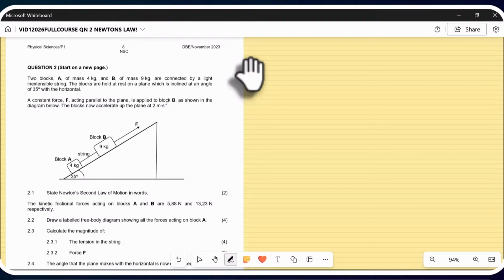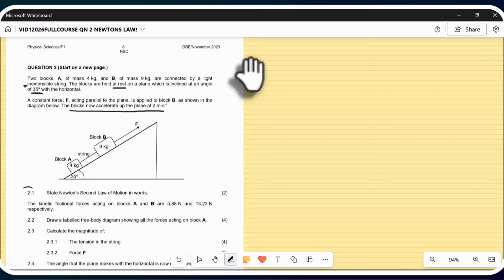If we say inextensible, we mean that it is not elastic, and so the tension is uniform. Then the blocks are held at rest, they're not moving, on a plane inclined at an angle of 30 degrees with the horizontal. Then a constant force acting parallel to the plane is applied to block B as shown in the diagram below. Then the blocks now accelerate up with an acceleration of 2 meters per second squared. Question 2.1.